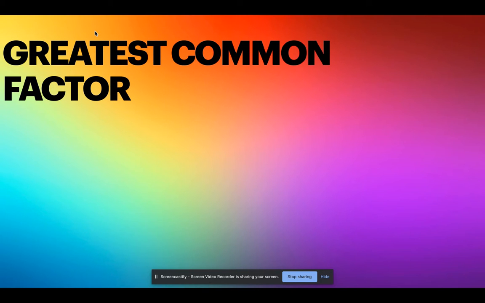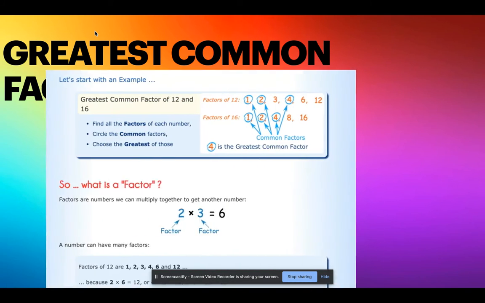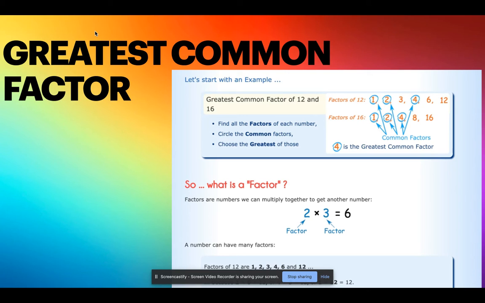Before we move on, let's talk greatest common factor, just as a quick review to make sure that you guys understand. All right, so we have our two factors. We have 12 and we have 16. We know that if we're multiplying, there are different numbers that we can multiply together in order to get 12 and in order for us to get 16. So we need to start off by finding those factors.